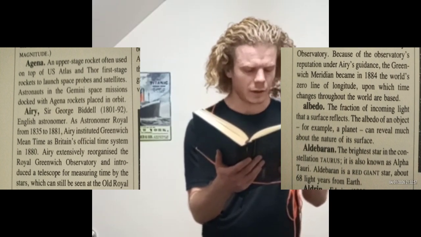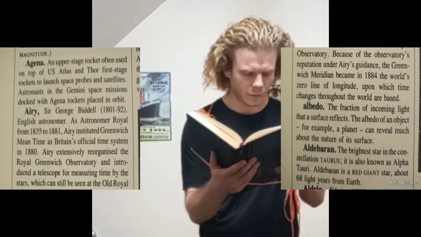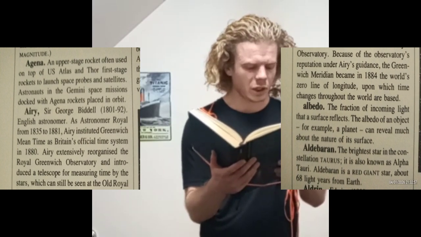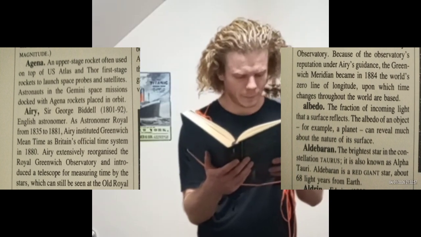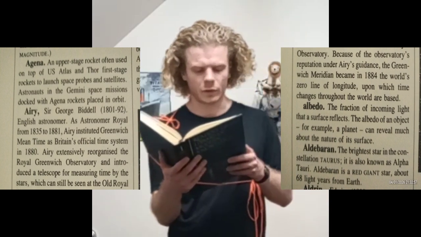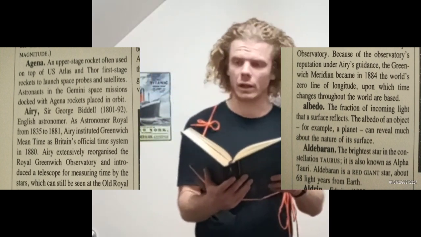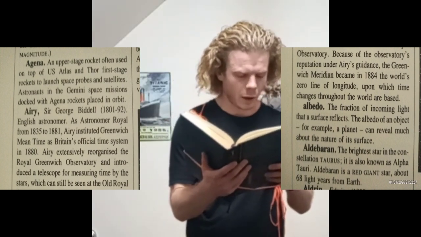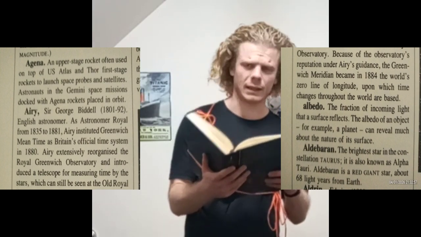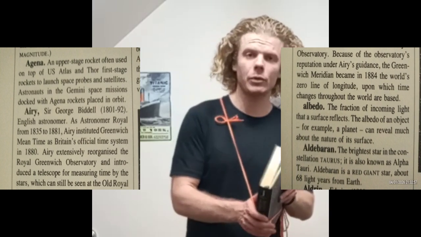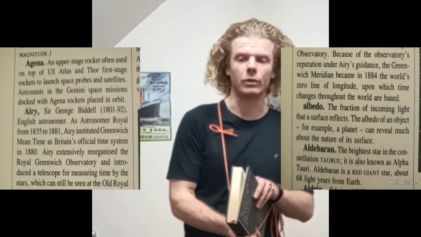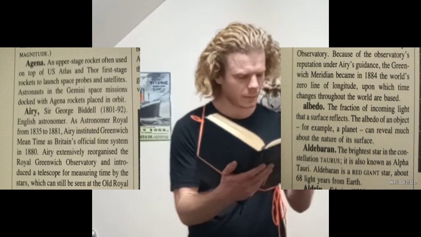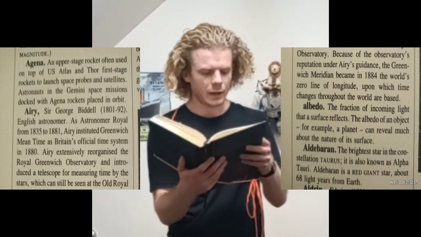Airy extensively reorganized the Royal Greenwich Observatory and introduced a telescope for measuring time by the stars, which can still be seen at the old Royal Observatory. Okay, he reorganized the Royal Greenwich Observatory, and he introduced a telescope for measuring time by the stars. A telescope with which the time could be measured with the stars at the Royal Greenwich Observatory. And it can be seen at the old Royal Observatory.